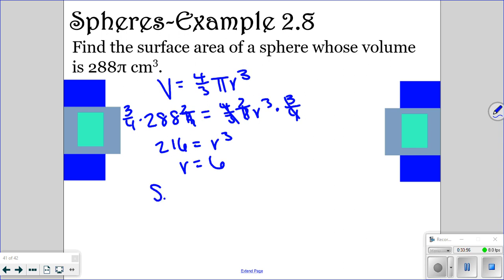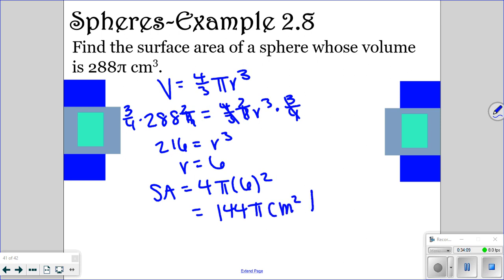So then you're just going to plug that into your surface area formula. So 4 pi r squared. And if you multiply, you're going to get 144 pi centimeters squared. And so that would be your surface area for that sphere. Okay, so that's a lot of review, hopefully review, a lot of information.